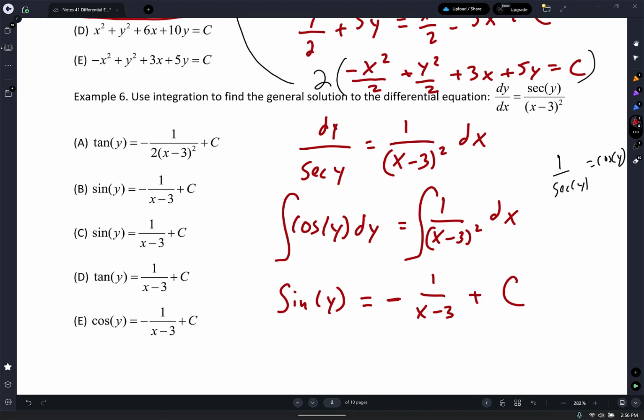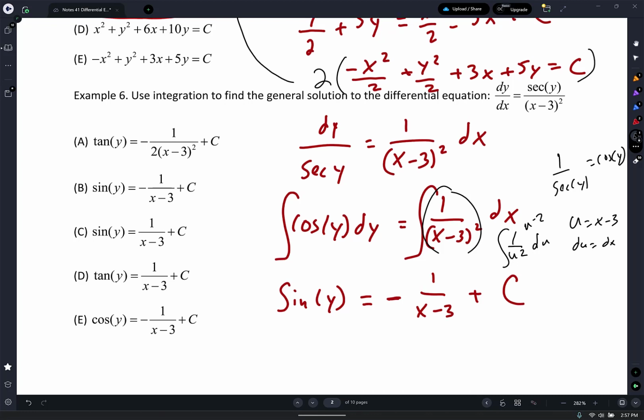I don't know how you did that so quick. If you wanted to, you could have done u equals x minus 3, du equals dx, and then you would have seen this as the integral of 1 over u squared du, and then you would have said, well, that's u to the negative 2. Add 1, u to the negative 1, divide by negative 1, 1 over u plus c. And there's my u, x minus 3. Do you guys see that? Okay. You don't have to.